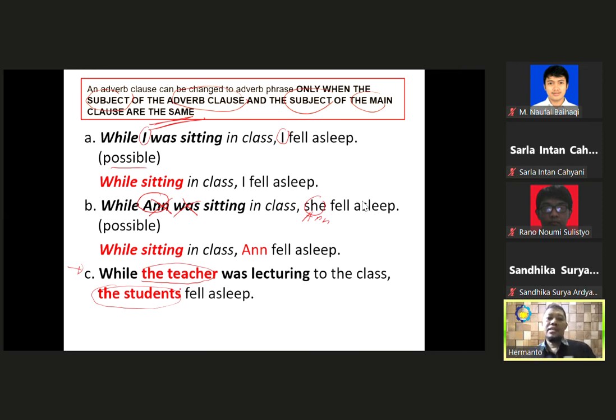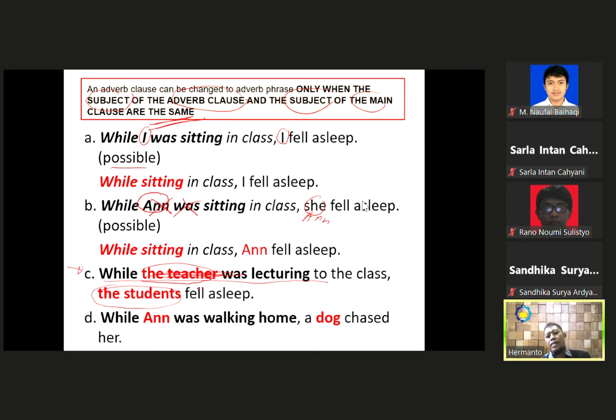If you force yourself, for example, you remove this part and your sentence becomes, "while lecturing to the class, the students fell asleep." Ketika memberi kuliah, mahasiswa tidur. Siapa yang memberi kuliah? So it will be different. So "while the teacher was lecturing to the class, the students fell asleep." Just keep the sentence as it is. Don't reduce it into a phrase.